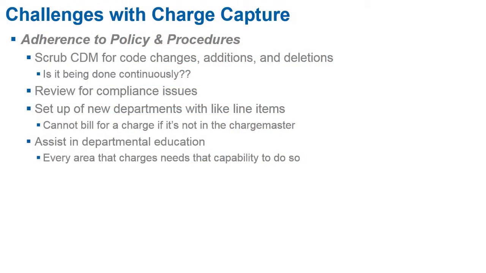So we're back to our adherence. We've talked about our policies and procedures throughout our other presentations. Let's talk about what happens when we put some of these policies and procedures into effect. Have we scrubbed our CDM for code changes? That is a policy and procedure that most hospitals have in effect, but is it really happening? Are your additions and deletions being handled as they arise, not 6 months later when someone realizes that 5,000 bills have gone out the door without the correct information or with an old charge code on them?